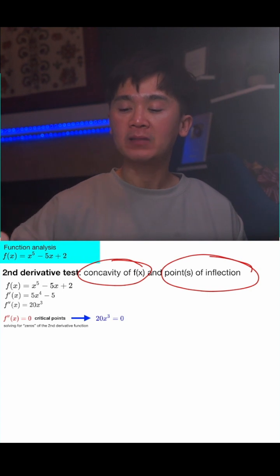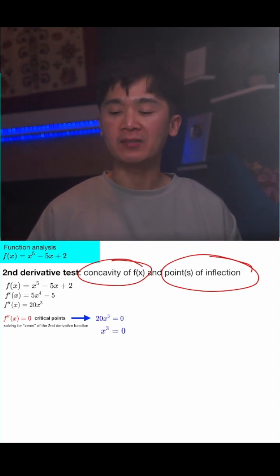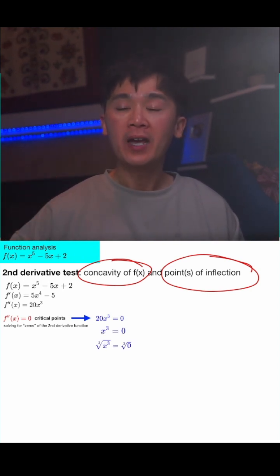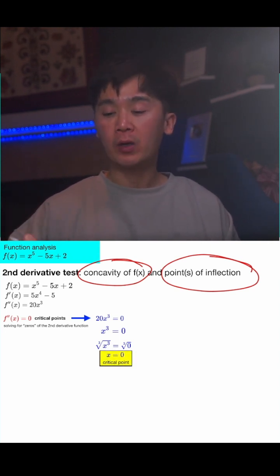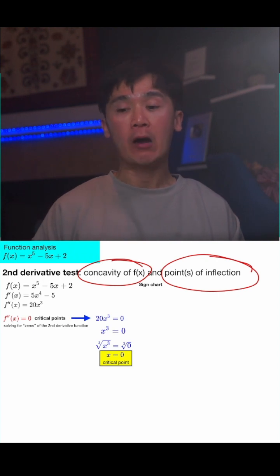And by solving it, dividing both sides by 20, it will still be 0. So x cubed is equal to 0. Taking the cube root of both sides, we'll have x is equal to 0. And this is our critical point that will help us in our sign chart.